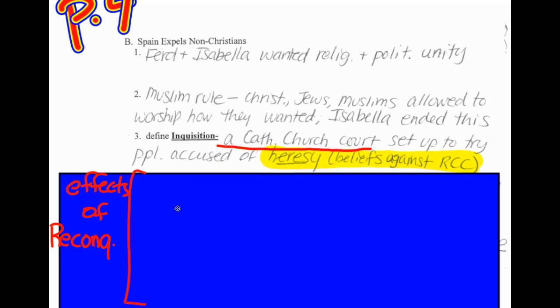All right, for the definition of Inquisition, you want to make sure that you have more than what's underlined in red, and I suggest writing the definition for heresy: beliefs going against the Roman Catholic Church.